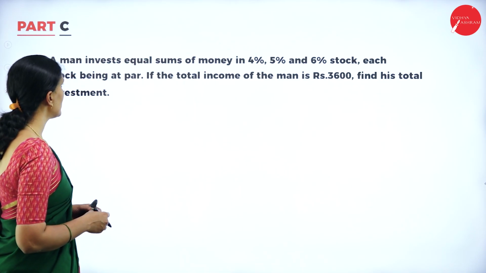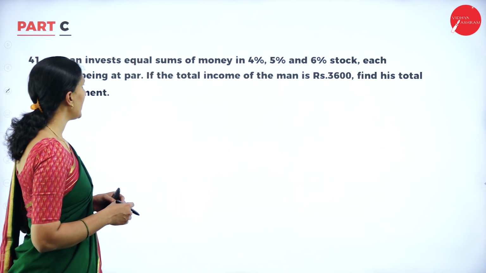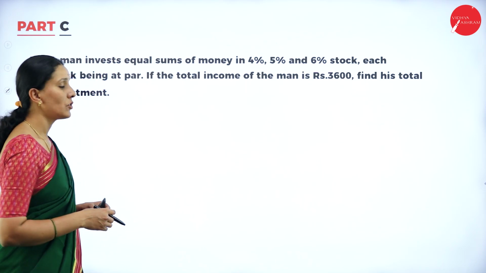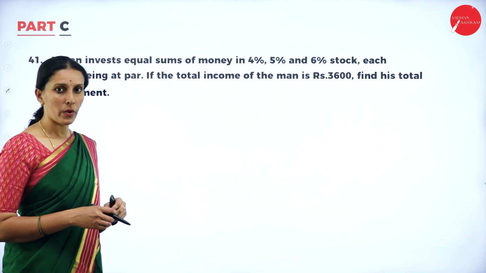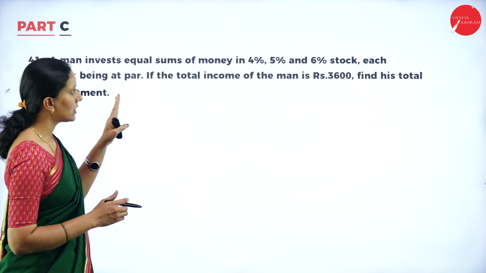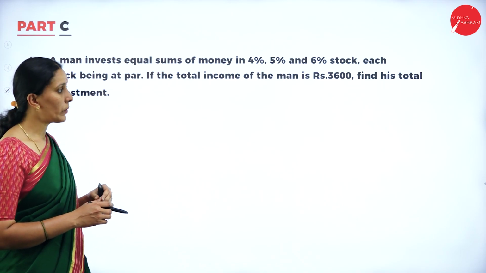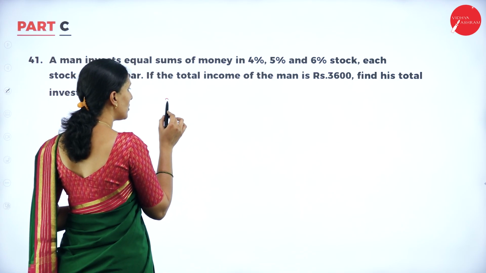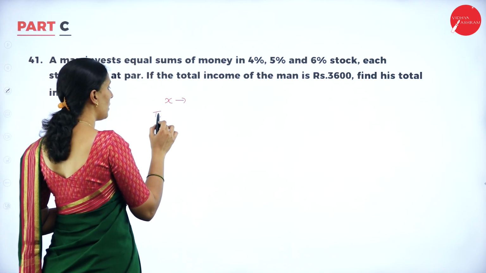Next, a man invests equal sums of money in 4%, 5% and 6% stock, each stock being at par. If the total income of the man is rupees 3,600, find his total investment. This is a question from stocks and shares. You can expect one question for 3 marks. According to the given data, he has invested this money in terms of percentage and the total income he has obtained is rupees 3,600. If x is the amount of investment on each stock, then his total investment will be 3x.